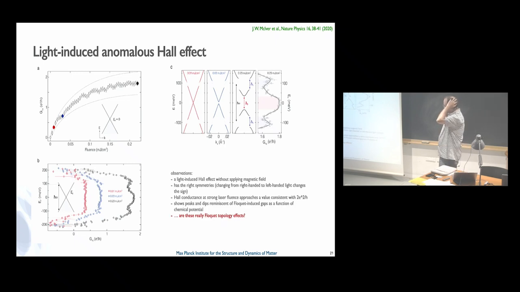Okay, so what are the observations? Let's take stock for a moment. There is a light-induced Hall effect without applying a magnetic field. It has the right symmetries. The Hall conductance at very strong laser fluence shows a result that is at least consistent with a quantized value, but I would again take that with a grain of salt. It has these peaks and dips that are reminiscent of the Floquet-induced gaps as a function of the chemical potential. But there's an open question of whether these are really Floquet topology effects, or to what extent they are Floquet topology effects?